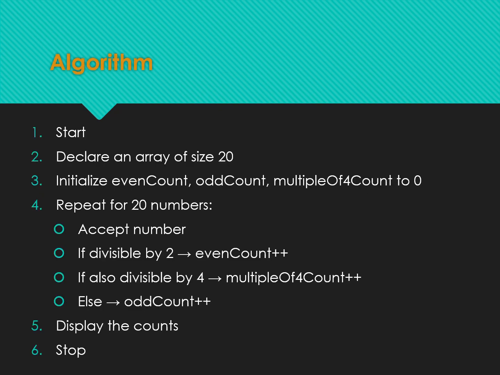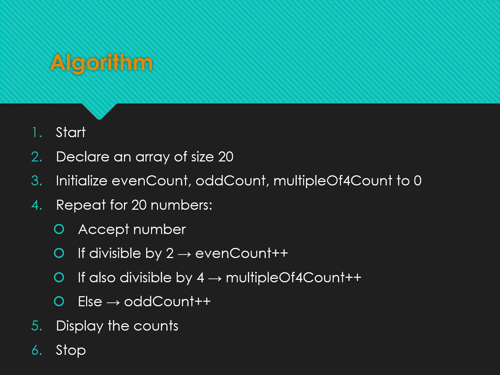Before we jump into the coding part, let's understand the algorithm, which is the step-by-step logical process we'll follow to solve this problem. Step 1. We begin the program and prepare to take input from the user. Step 2. Declare an array of size 20. We create an integer array named numbers to hold the 20 values entered by the user. Arrays are great for storing a fixed number of elements of the same type.